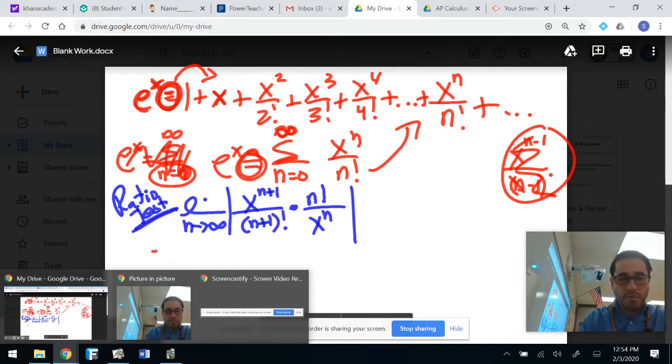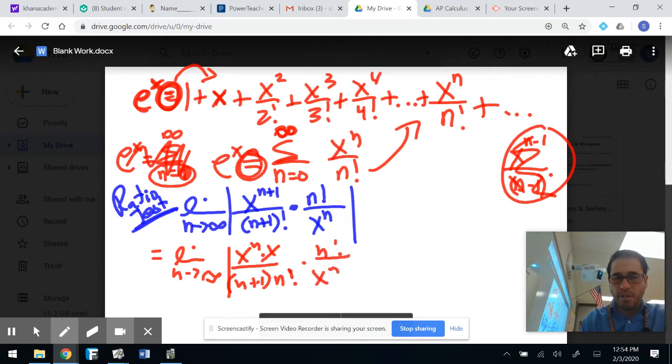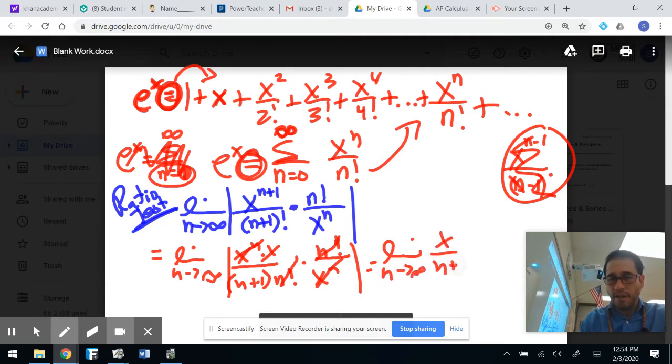All right, so now we have equals the limit as n approaches infinity of x to the n times x all over n plus 1 times n factorial. Remember to show all of your work, you guys. The AP graders need to know you know what you're talking about, okay? Those cancel out. So that equals the limit as n approaches infinity of the absolute value of x over n plus 1. Now, there's something interesting there, right?